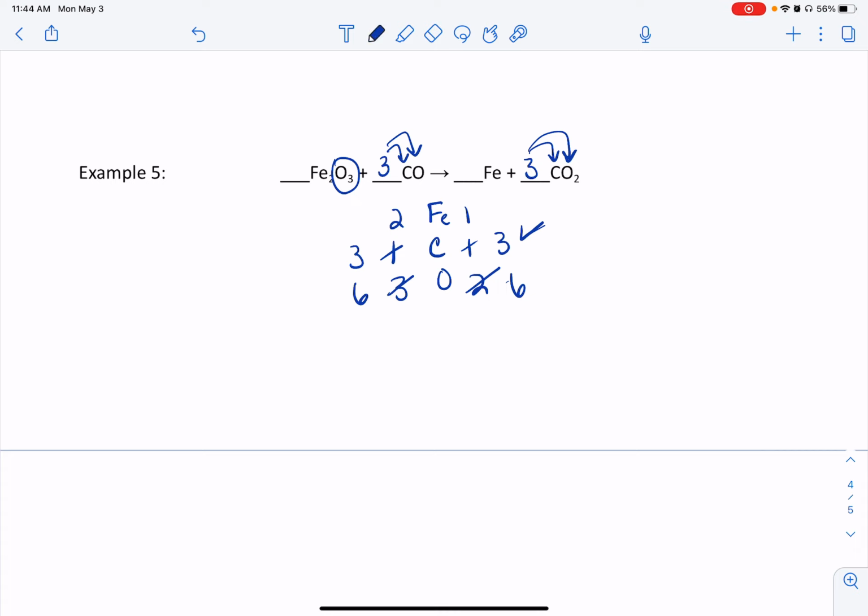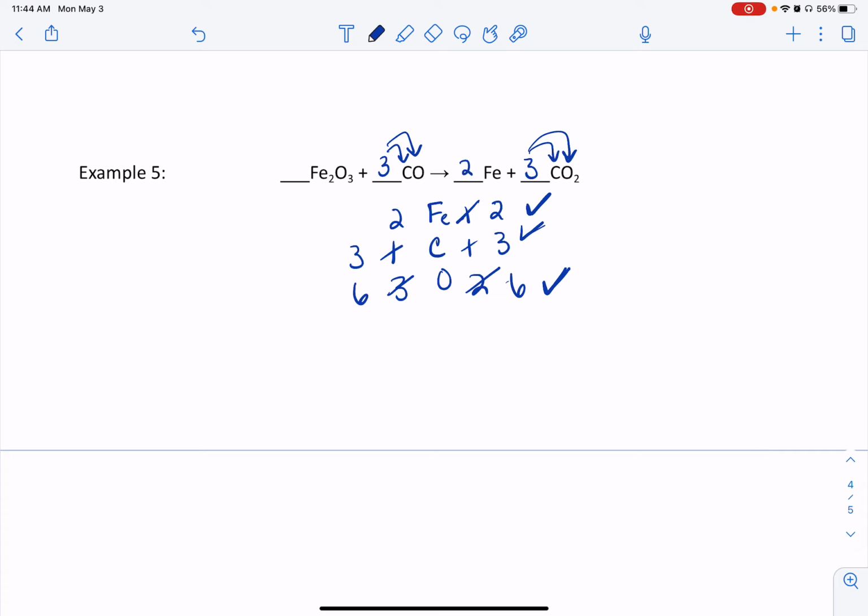And just look at that. It just worked out perfectly here because now I have 6 on both sides. So sometimes when you have 2 and 3, the magic number you want to try and get is a 6. And the only thing left to balance here is my iron, which, like I said, is going to be pretty simple. I have 2 on the left and 1 on the right. And 1 times 2 is going to give me 2, so I'm going to put a 2 right in front of iron. Now we're fully balanced.